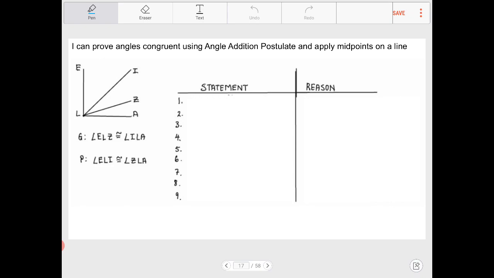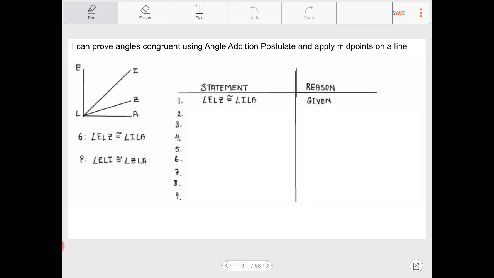All right, let's take a look at the next one here. Let's pause the video. Let's copy down the diagram. Let's also write down the givens and place them in the statement and reason chart and mark up the diagram. Hopefully you guys had some time to do this. So let's take a look.